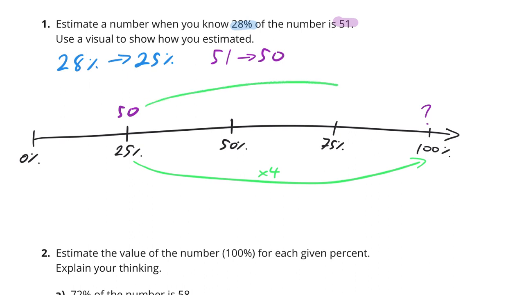And when we're multiplying, whatever we do to the bottom, we have to do to the top. So we multiply that, and our mystery number in this case is 200. That's a pretty good estimate.